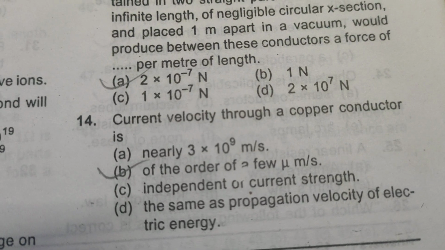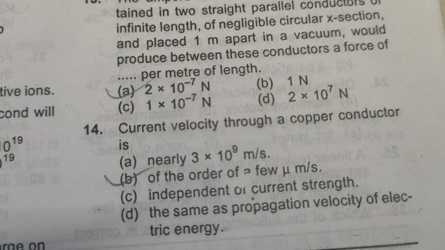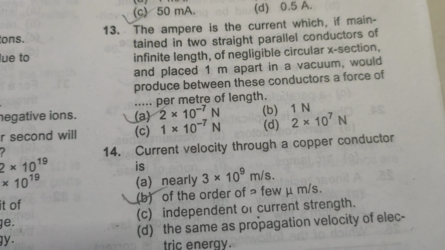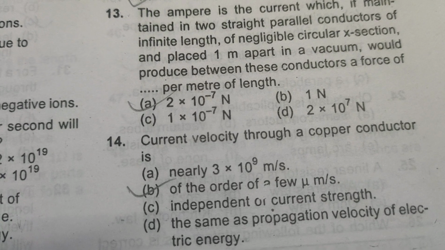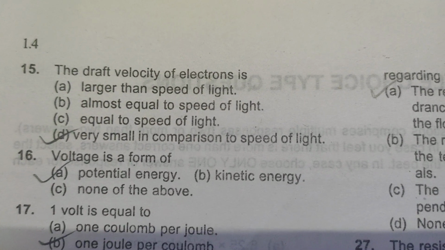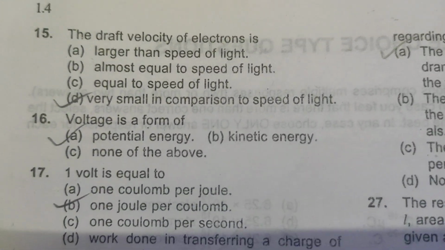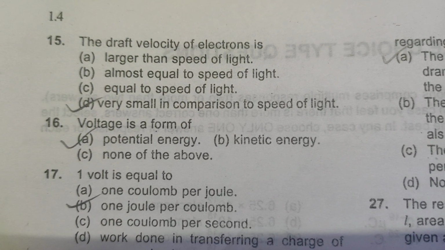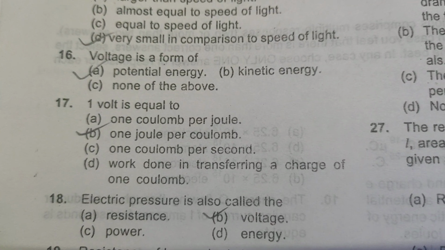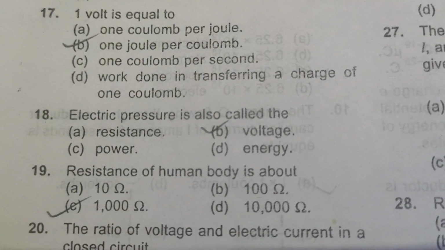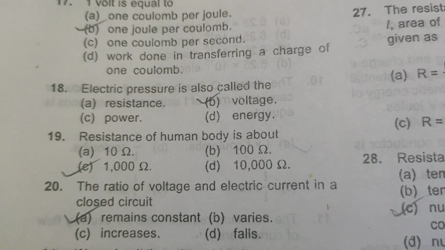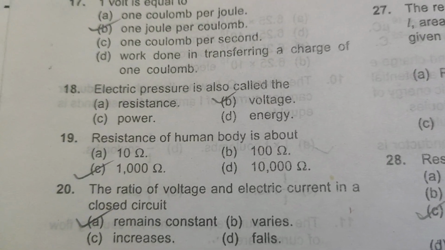Current velocity through a copper conductor is of the order of a few micrometers per second. The drift velocity of electrons is very small in comparison to the speed of light. Voltage is a form of potential energy. 1 volt is equal to 1 joule per coulomb. Electric pressure is also called voltage. Resistance of the human body is about 1000 ohm.